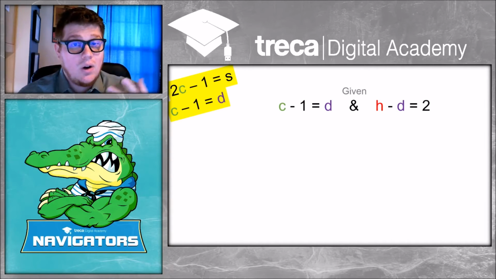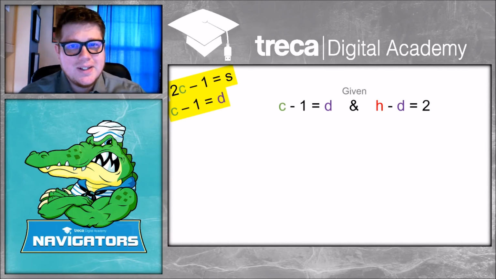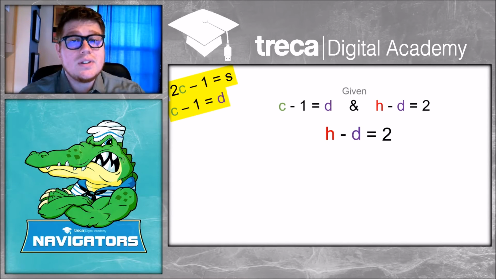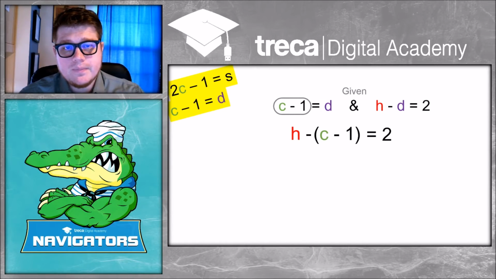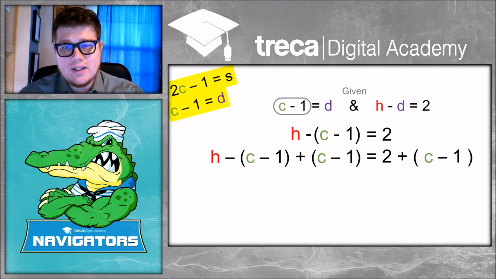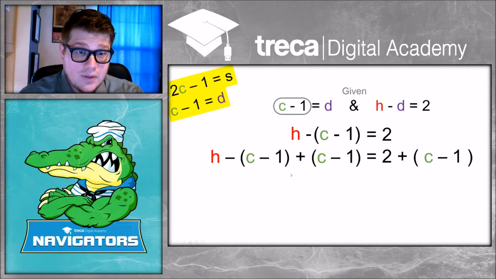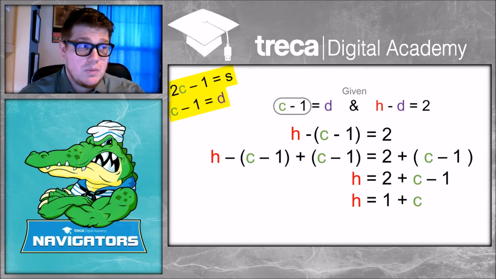Okay. Now hearts, we can take 2 equations. Clubs minus 1 equals diamonds, and hearts minus diamonds equals 2. So we say hearts minus diamonds equals 2. We know that diamonds is equal to C minus 1, so we're going to swap that in for diamonds. Now we're going to add C minus 1 to both sides. That'll cancel it out on the left. And we get hearts equals 2 plus C minus 1. 2 minus 1 is 1.